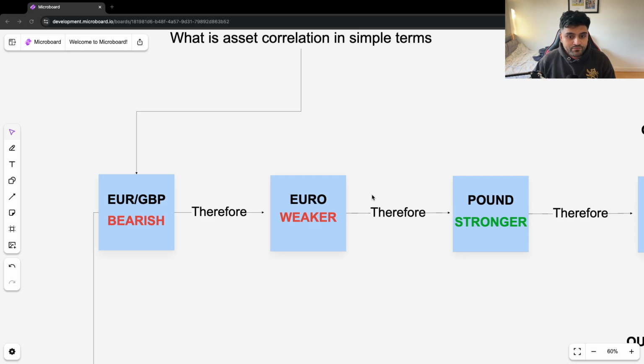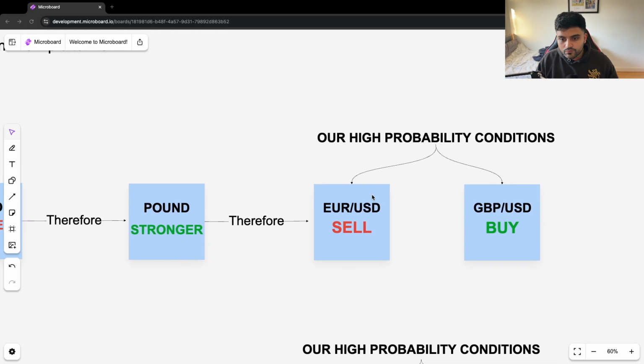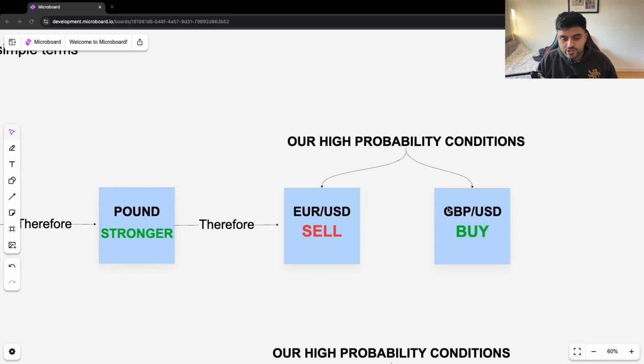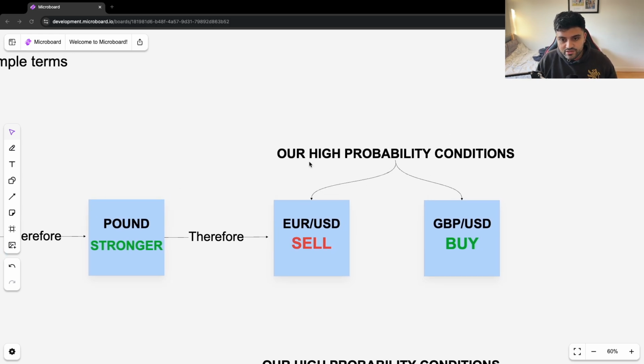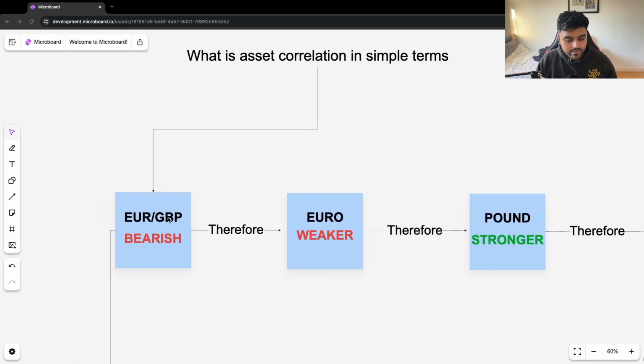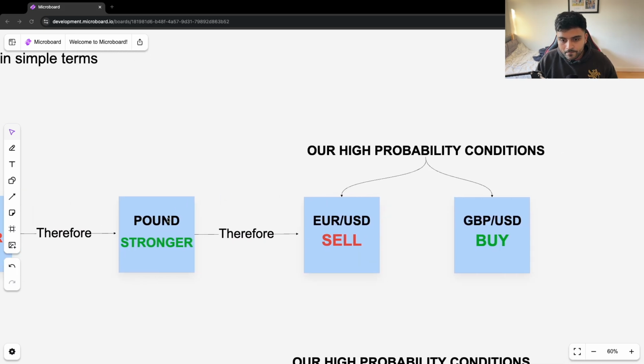In my opinion, it means that Euro sells and GBP buys. Okay, you want to buy the stronger currency, you want to sell the weaker currency. That makes sense. It makes logical sense. So our high probability conditions in scenario A, where Euro GBP was bearish from our daily bias, the high probability conditions will be Euro USD sells and GBP USD buys.